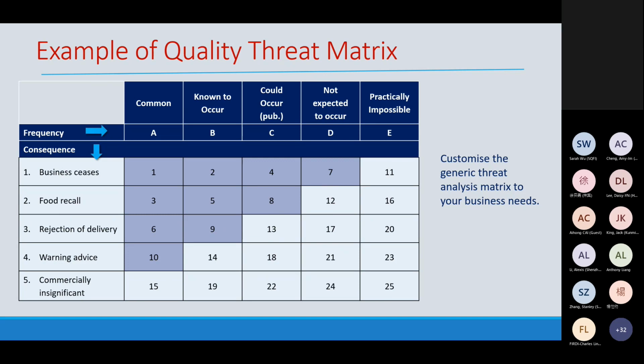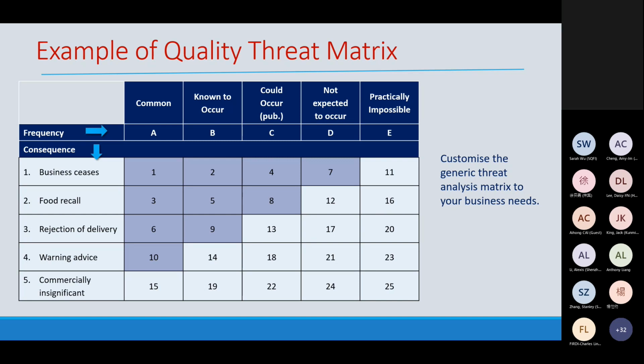Because with the food safety, the consequences can be serious. It can cause harm, can cause injury, or can cause death. That doesn't apply to the quality threat matrix, but you can still get the most serious consequence as the business ceasing. Why? Because the products have been rejected by their major customers. The consumers won't buy the product because of quality issues. So the consequence can still be severe, but it's not going to be harmful as it is with food safety.